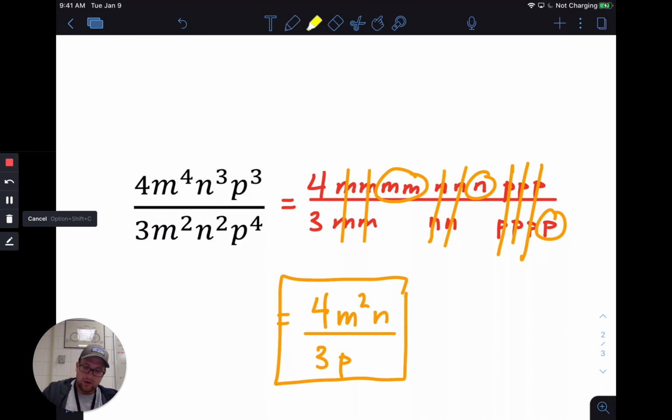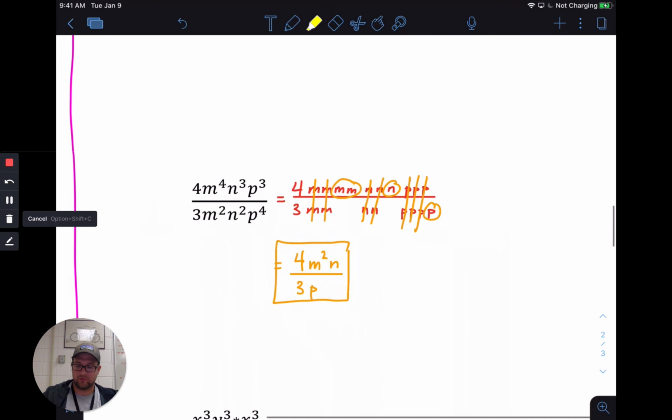Sometimes these two numbers will make a fraction that can be reduced. Obviously, we can't reduce 4 and 3 right now. There's no common number that divides into them. So we can't go any further with this one, but just something to watch for in the future.